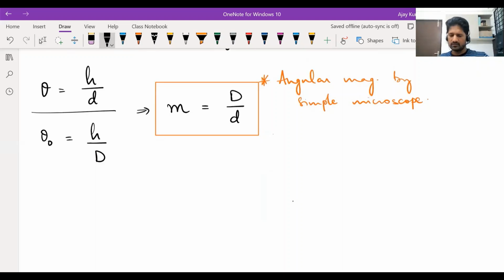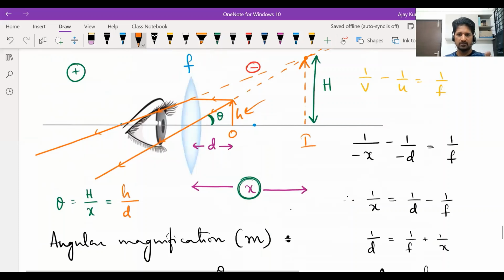Now, this might make it look like lesser the value of small d, greater the magnification. So you make small d tend to 0. But there is a problem. If small d tends to 0, what does it mean? Object coming very close to the lens. If object comes very close to the lens, image also will come very close to the lens and you won't be able to see it clearly. Why? Because it will fall within the near point distance. You won't be able to see it. So you can't allow the object to come very close to the lens if you want to see the image clearly.